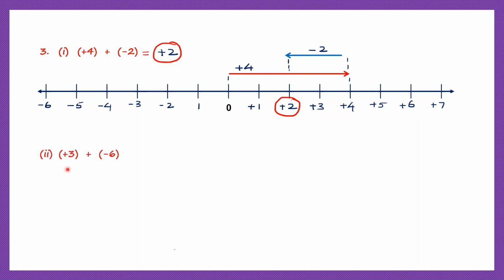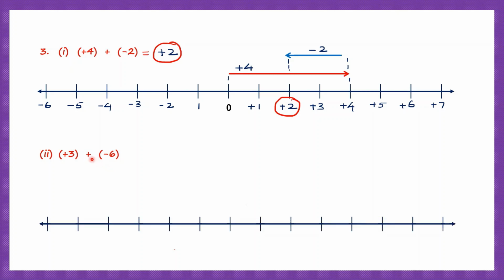Question 2. We have plus 3 and minus 6. So the number line and then we start with the numbers. So we have 0, to the right we will have positive numbers and to the left we will have negative numbers. Now let's begin. Look at the first integer, plus 3. So from 0, go to plus 3. We've started from 0 and we've gone up to plus 3.